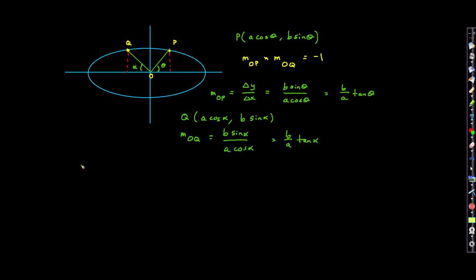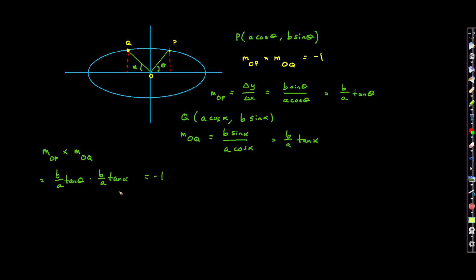Now if you multiply those two gradients together, so the gradient of OP times the gradient of OQ would equal B over A tan theta times B over A tan alpha. And we know that when you multiply those two gradients together, because they're at right angles to one another, that will equal -1.